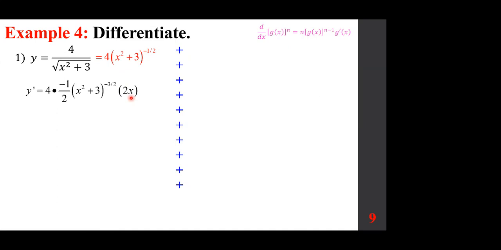Because I wanted you to see what happens, I've done this in 2 steps. 4 and negative 1/2, the product is negative 2, and 2x, the product is negative 4x. So this remains in the numerator, this goes down.